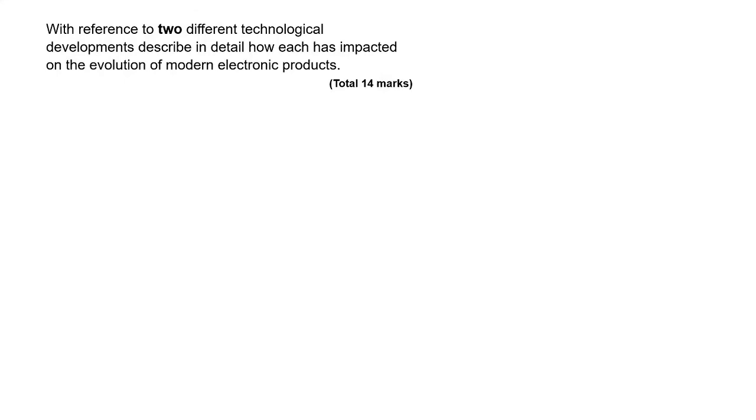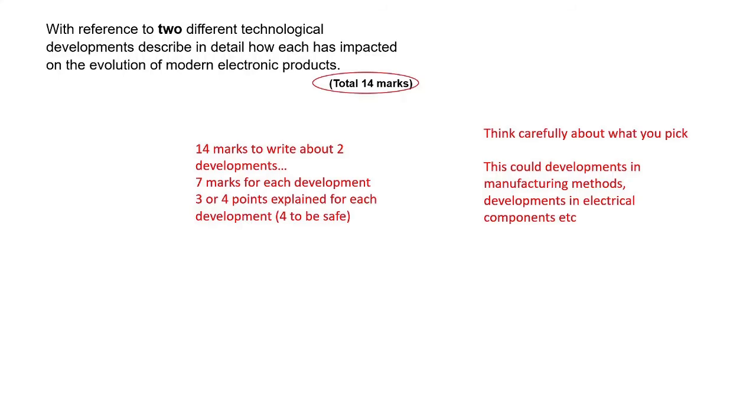So the first one, we've referenced the two different technological developments. Describe in detail how each has impacted on the evolution of modern electronic products. So 40 marks. So 40 marks for about two things. So basically that's 7 marks for each development, which is 3 or 4 points each with an explanation. Call it 4 just to be safe.